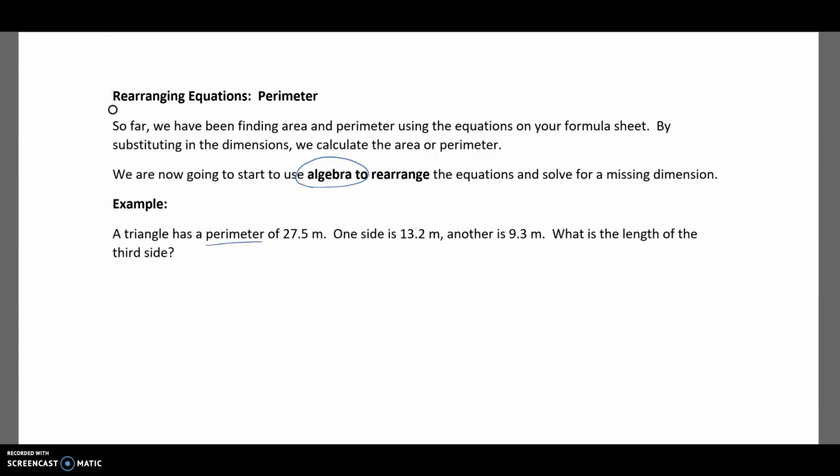Here we have a triangle and we know the perimeter is 27.5 meters. We know that one side is 13.2 meters and another is 9.3 meters. We want to find the length of the third side. If I look at the equation for perimeter, it's the sum of all three sides, so A plus B plus C. And I'll substitute in what I know. I know the perimeter value, and I know two sides. I'll call those A and B. I'll substitute those into the equation. So 27.5 for the perimeter equals side A is 13.2 meters, and B is 9.3 meters.